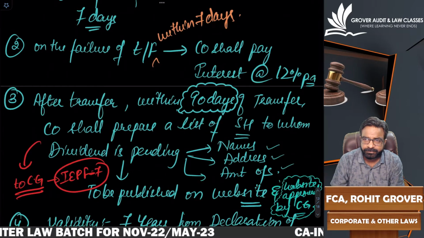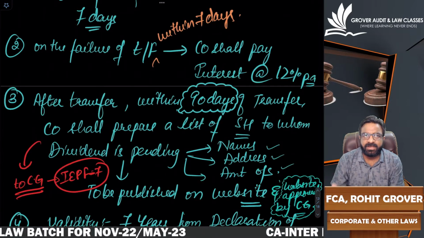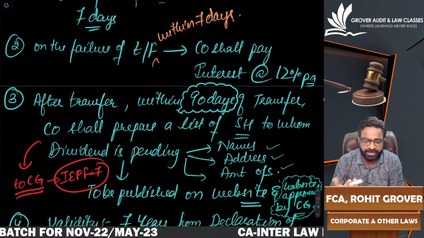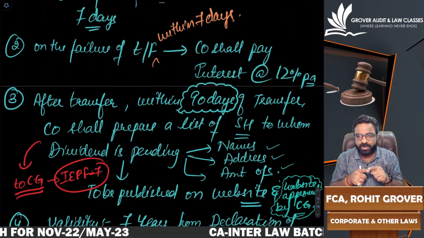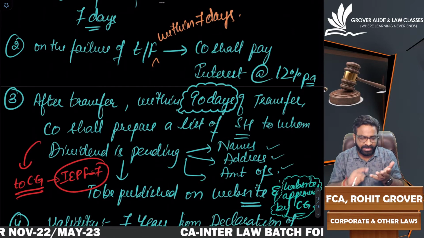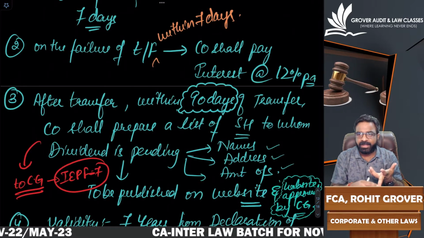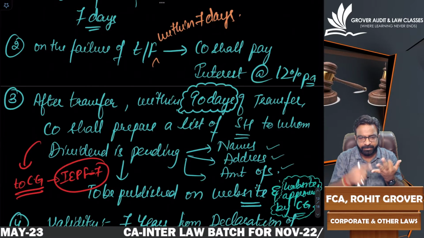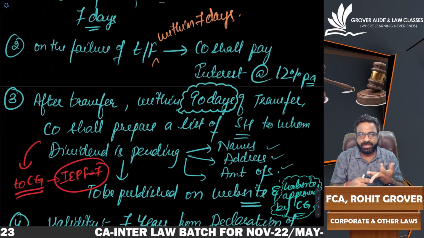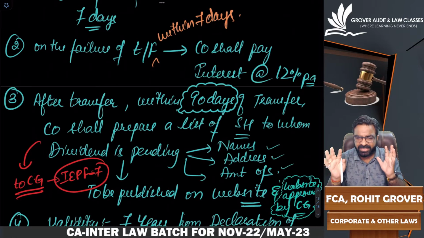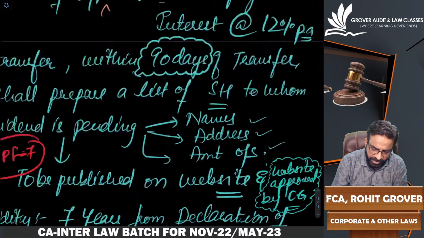Am I correct? Yes, sir. So many shareholders did not get the dividend, so many shareholders did not claim the dividend. So the company will prepare one list of pending shareholders with their name, address, and amount pending. What are the three things? Name, address, amount outstanding.